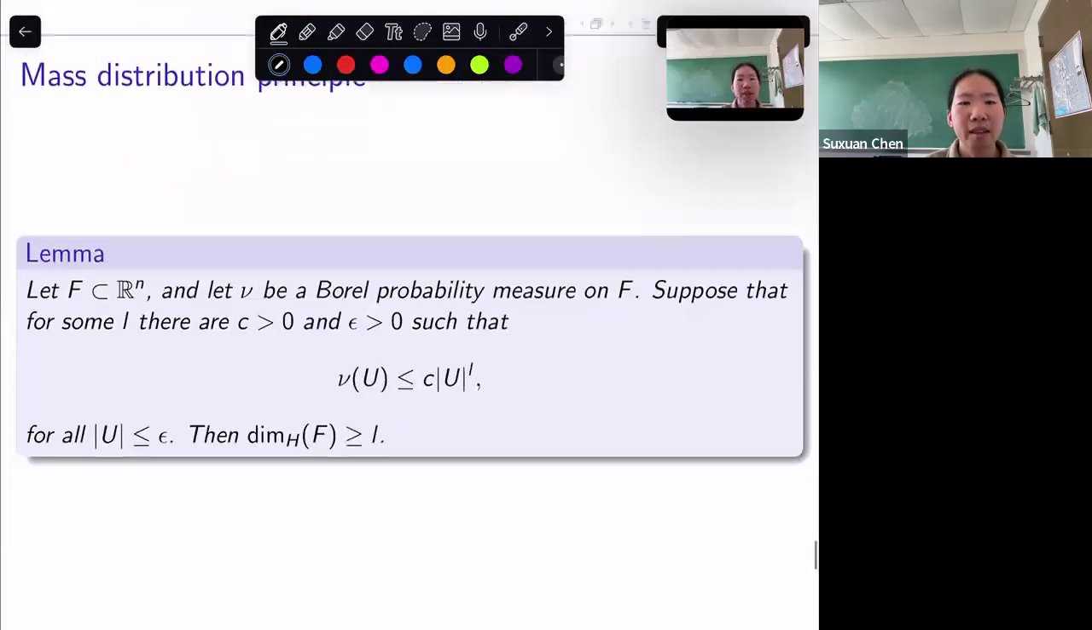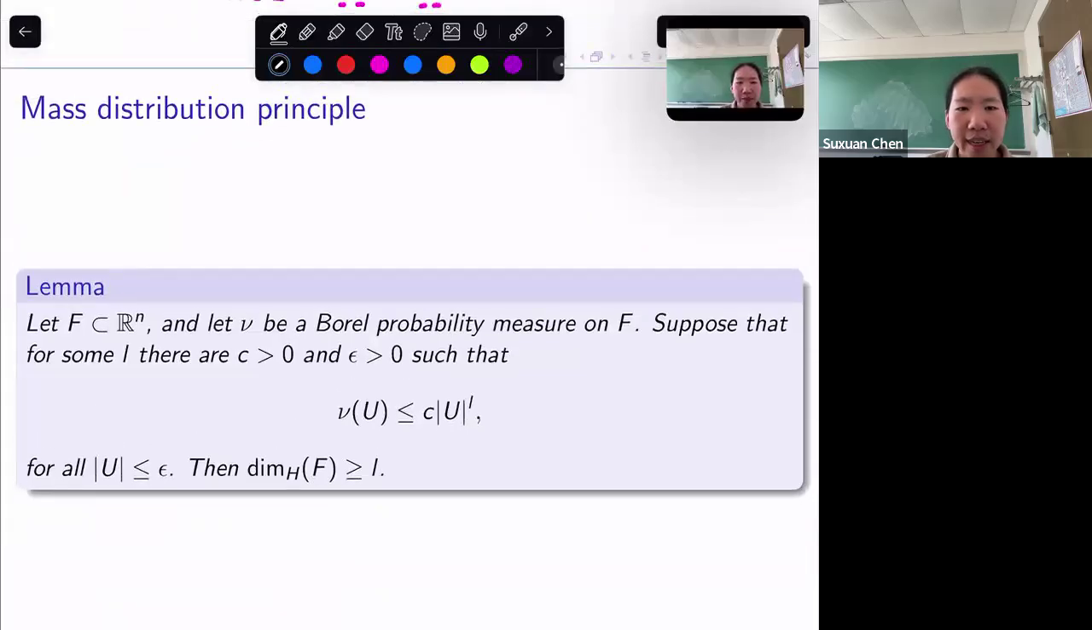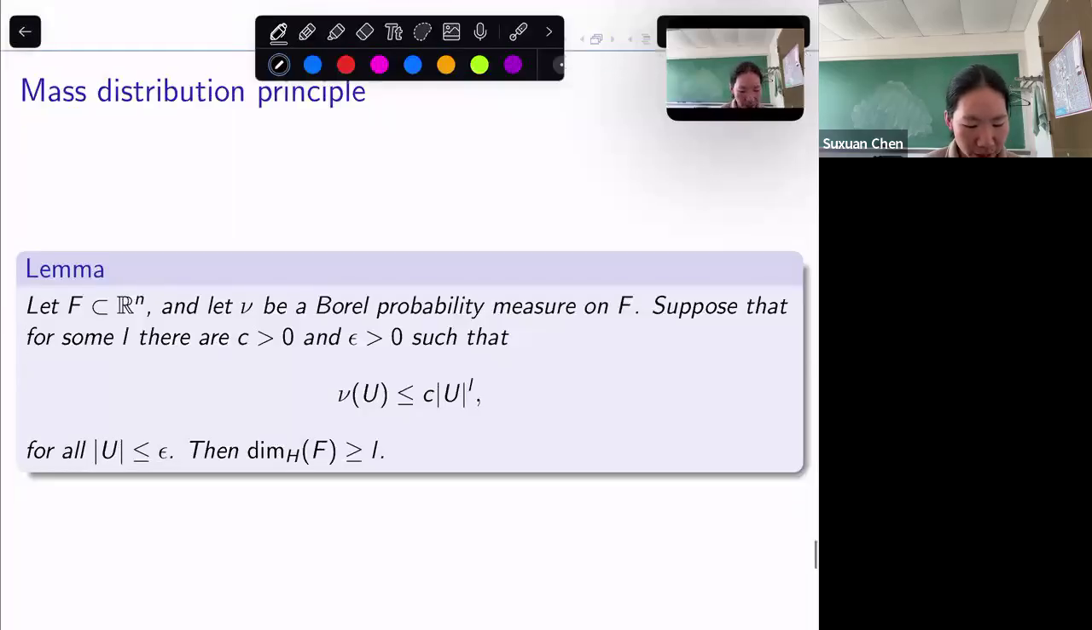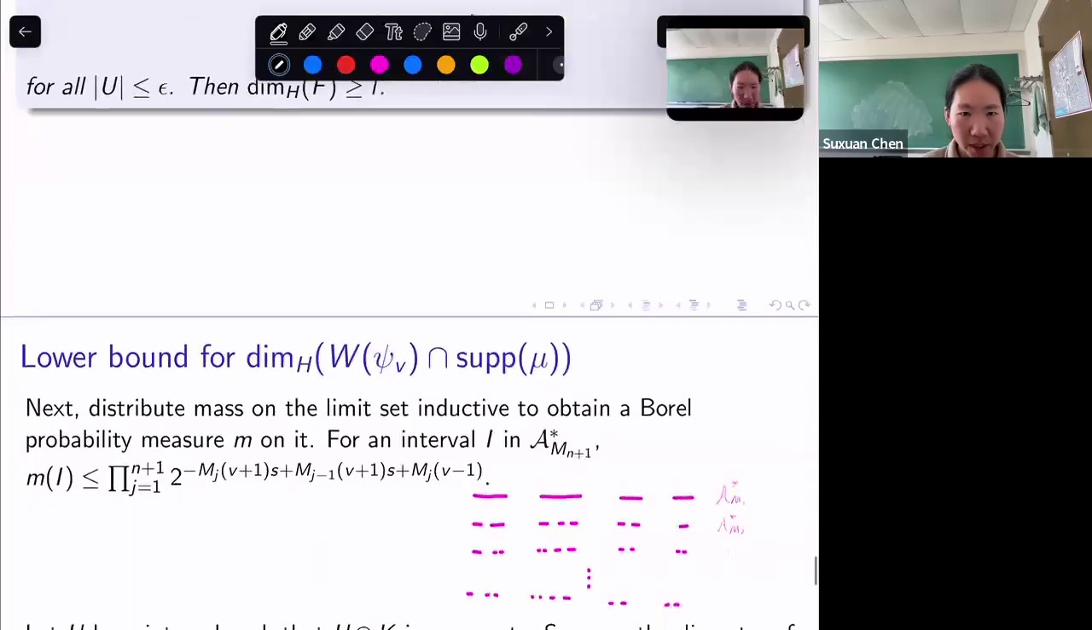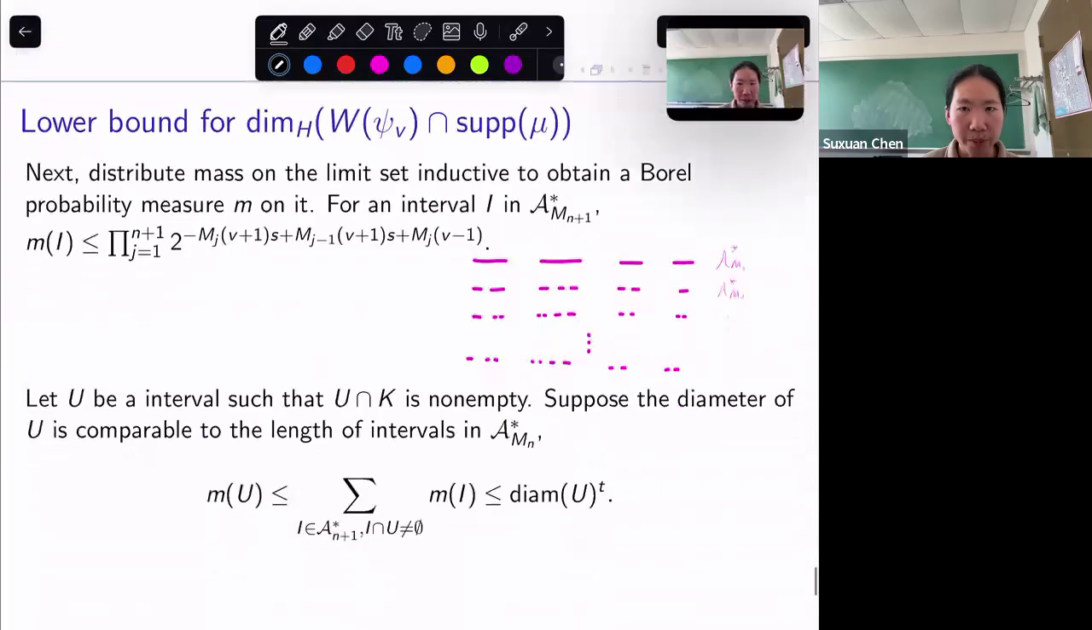And we have a mass distribution principle. It says that if we have a set F and there's a measure on the set F, and suppose we have a set U, and the measure of U is less than C times the diameter of U raised to the power L, then we have a lower bound on the Hausdorff dimension of F. So that's how we find the lower bound of the Hausdorff dimension of W psi v intersect with mu.